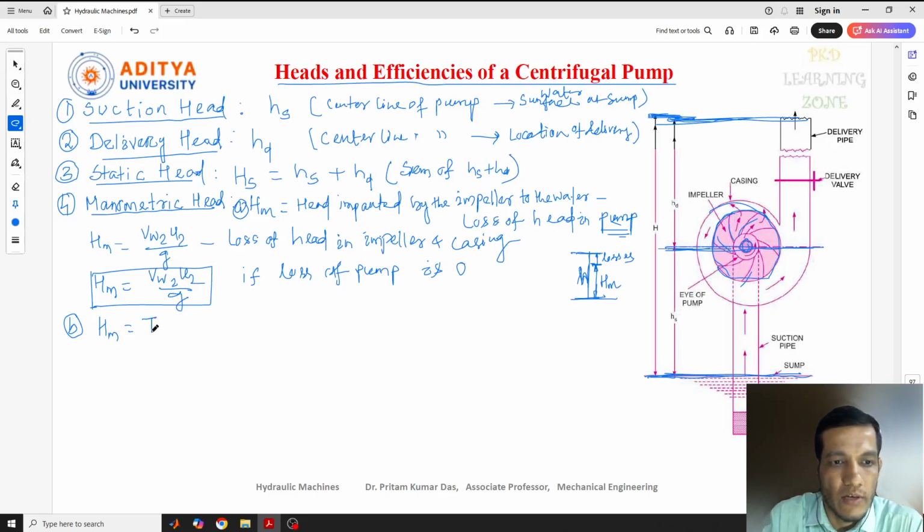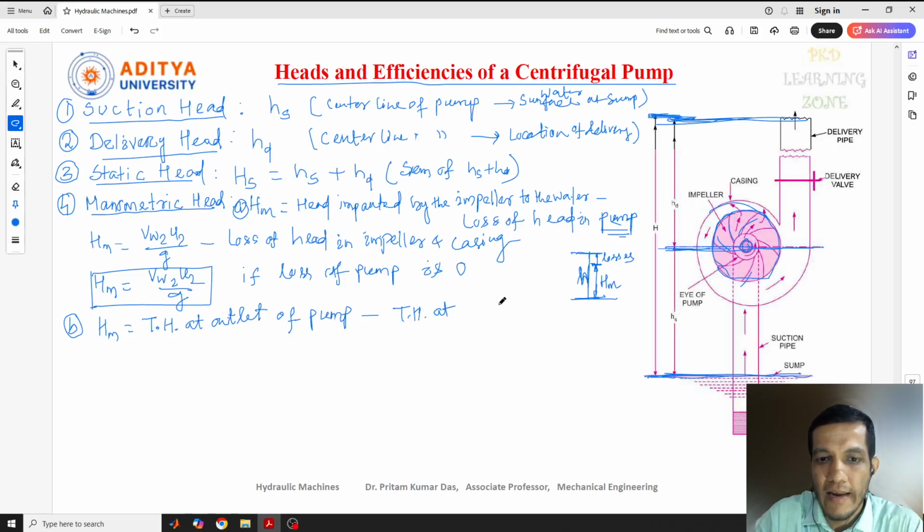So the total head, I'll write total head in this way: total head at outlet of pump minus the total head at inlet of the pump. So what are the heads here?